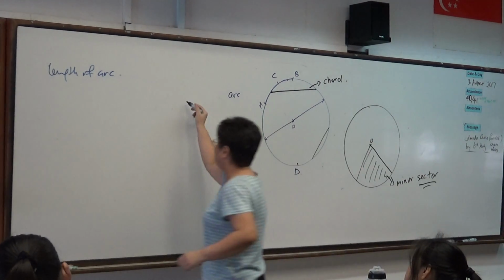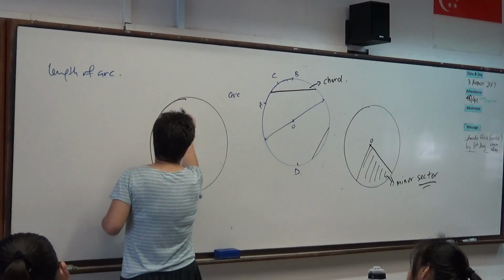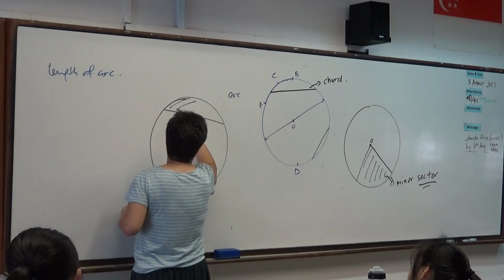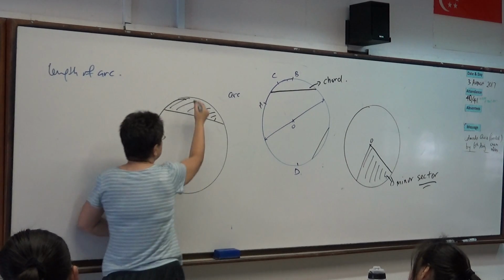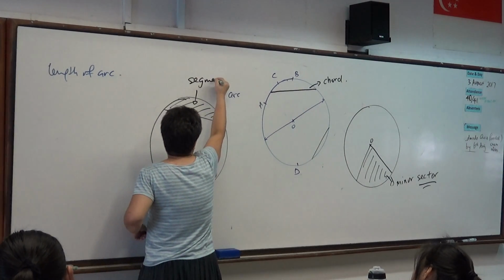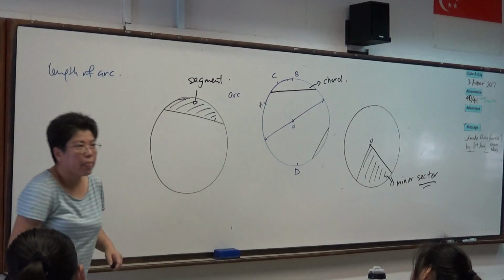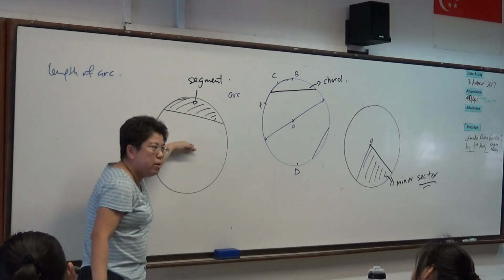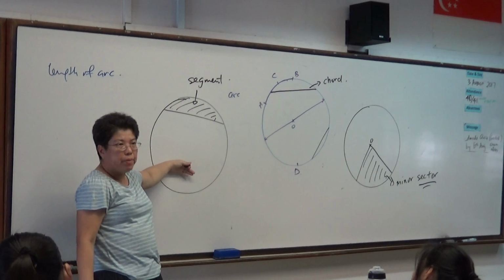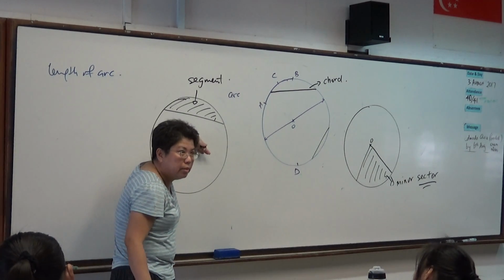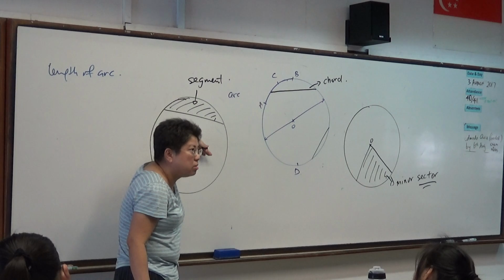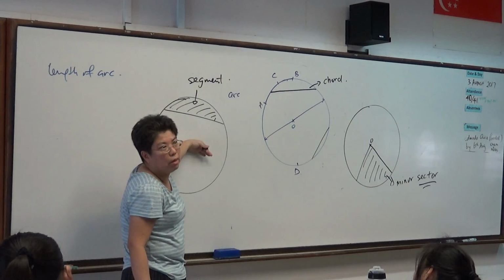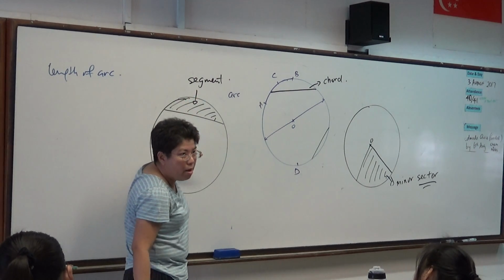Another circle over here. If I just have a chord and I shade this part, this one is called a segment. Understand? Segment. So this is the minor segment. This will be the major segment. Part of it is called a semicircle. Do you understand? Don't say what kind of segment, mini segment, no such thing. Okay, it's minor segment and major segment.